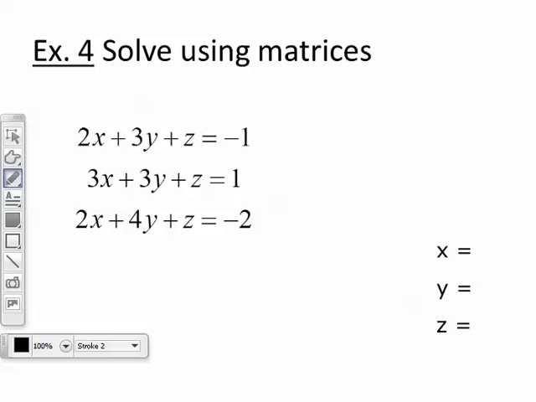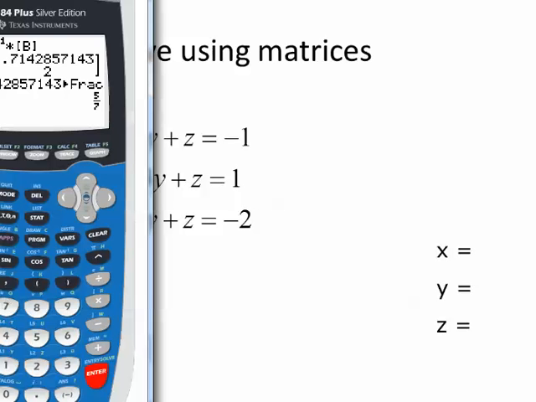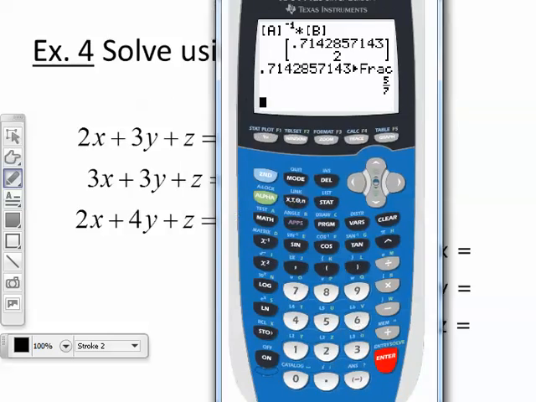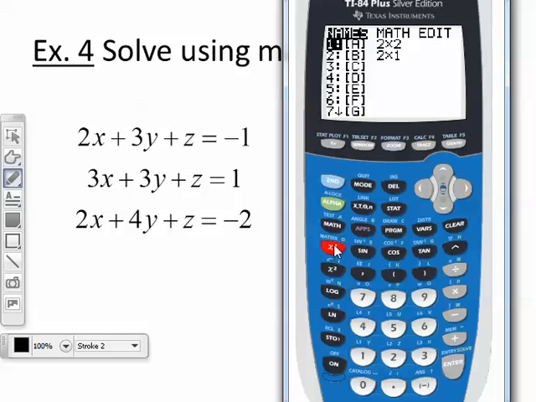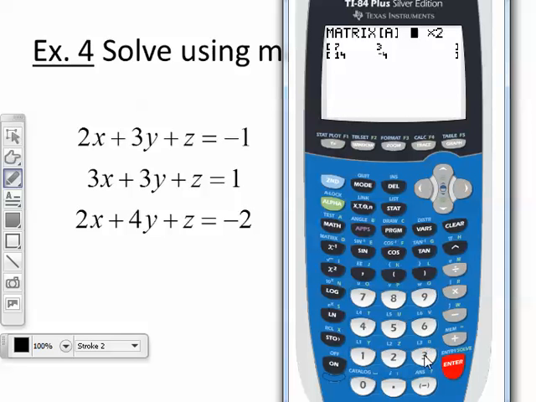Want to see me do a bigger one? Let's do a bigger one just so that we can say that we've done a 3 by 3 matrix. Okay? What would we do? We do second matrix, go over to edit, and we go into A, and this time it's a 3 by 3 matrix. Okay, we're going to enter our values into 3, 1, 3, 3, 1, 2, 4, 1.